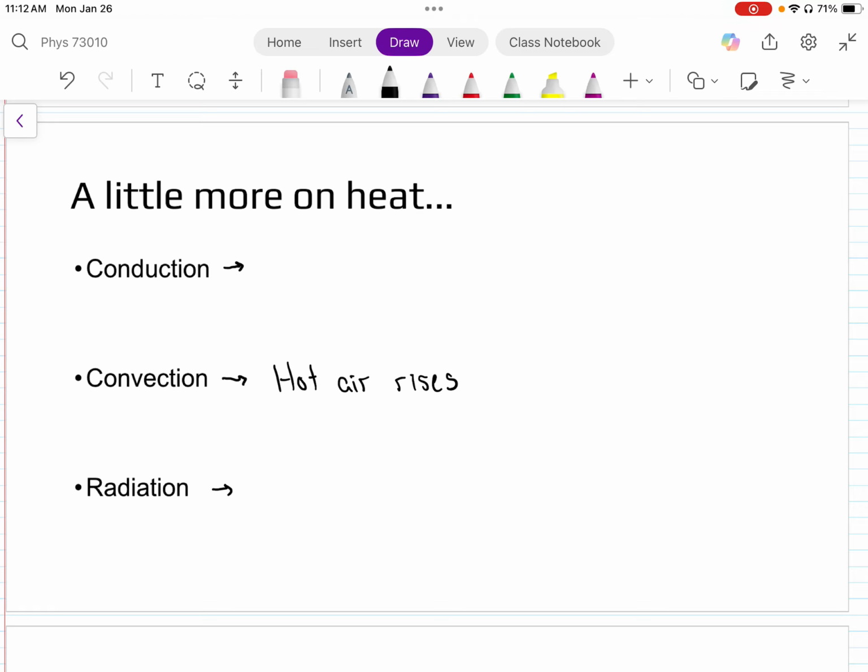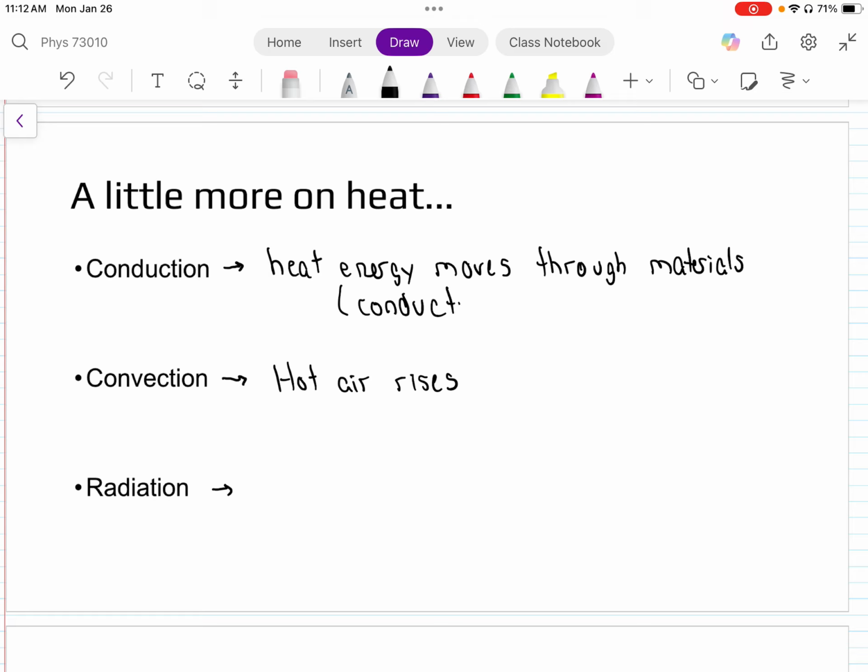Conduction is why we use wooden spoons instead of metal spoons, how heat energy moves through materials. When heat energy moves through materials, we call those materials conductors versus insulators.